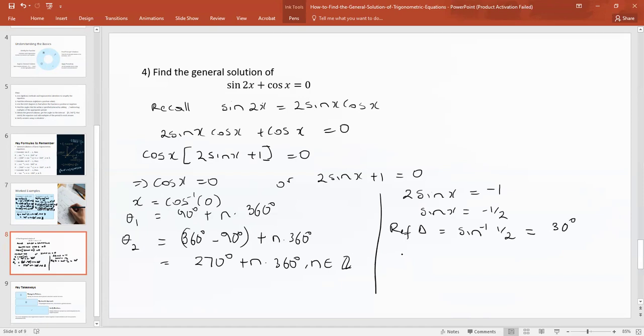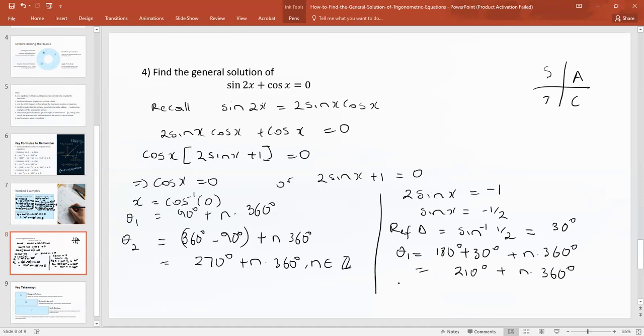According to the CAST diagram, sine is negative in the third and the fourth quadrant. So our first solution would consist of writing angles in the third quadrant. So we're going to have 180 degrees plus 30 degrees plus n times 360 degrees. So we're going to have 210 degrees plus n times 360 degrees. That is the other solution.